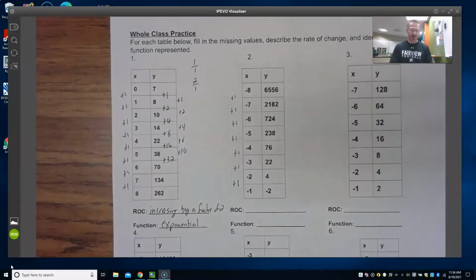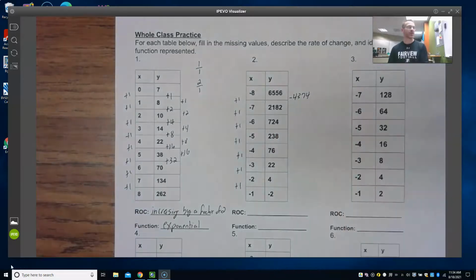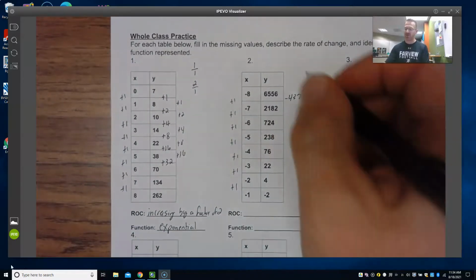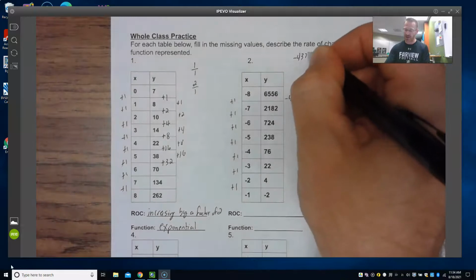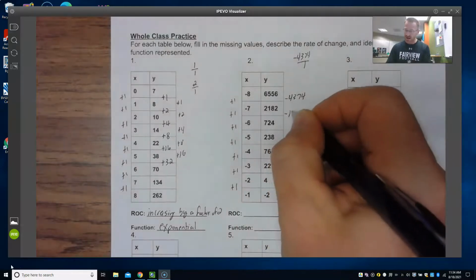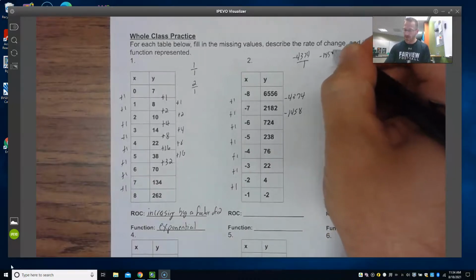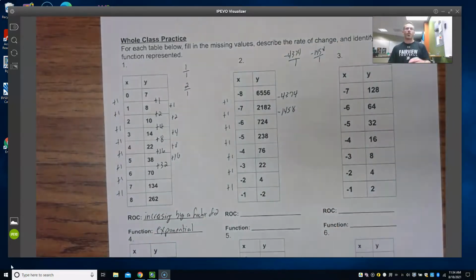I'm going to use my calculator here to find that first rate of change, and I went down by 4,374. That's a lot. So my first rate of change is negative 4,374 to 1. And then when I go from 2,182 minus 724, that rate of change is negative 1,458 over 1.